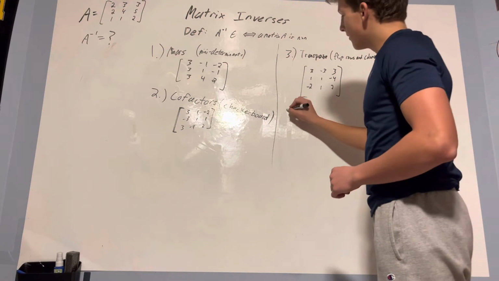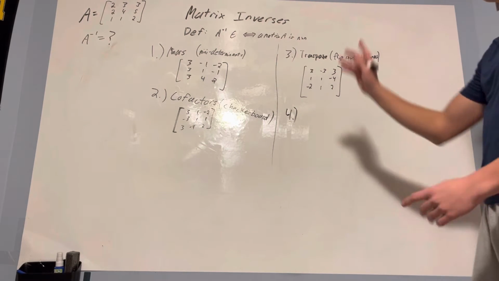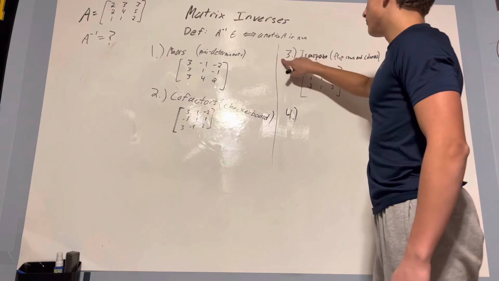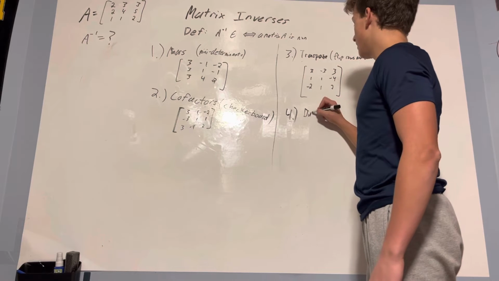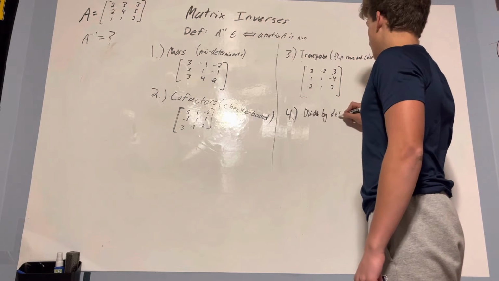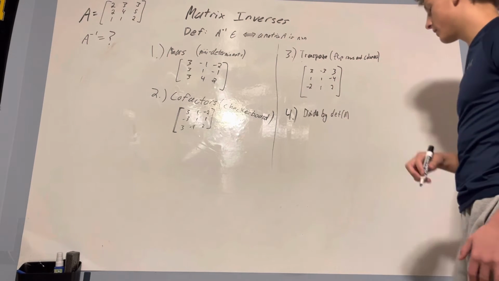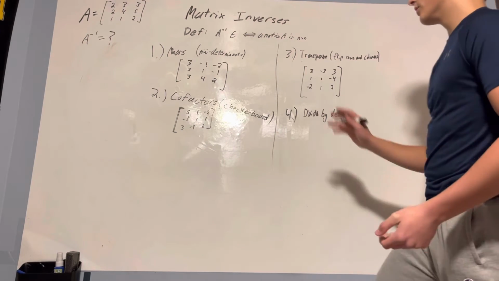And then now the last step is, and this is why we need it to be an n by n matrix, we need to finally divide by the determinant of A, the determinant of the matrix. So we already practiced computing that last time, so I'll just go through that quickly.